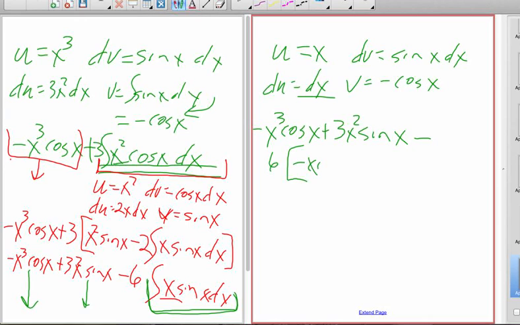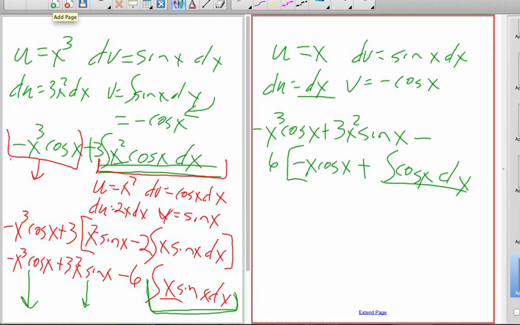And this times. So I've got u times v, so it's going to be a minus x cosine of x minus the integral of v, which is a negative cosine of x, that makes that a plus, du. Well, guys, we've already done this one too. We've already integrated cosine of x dx.